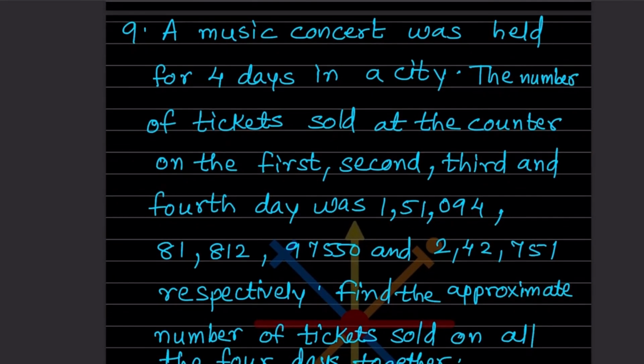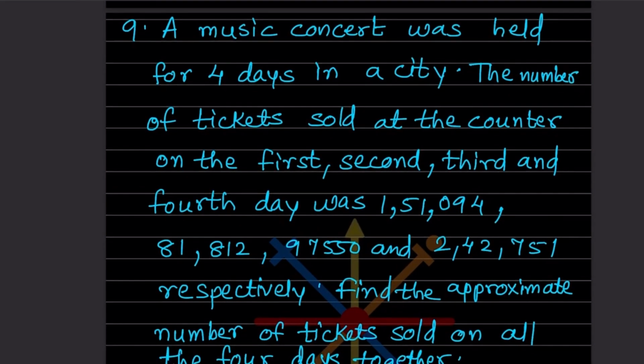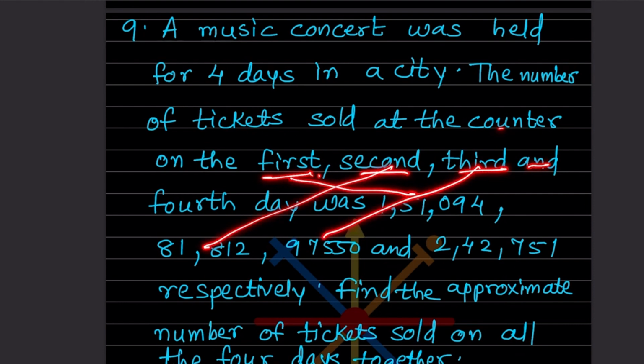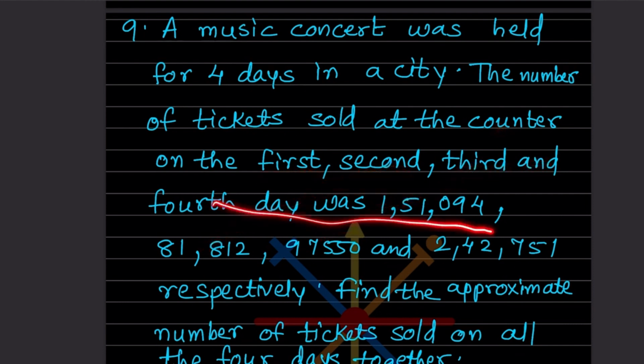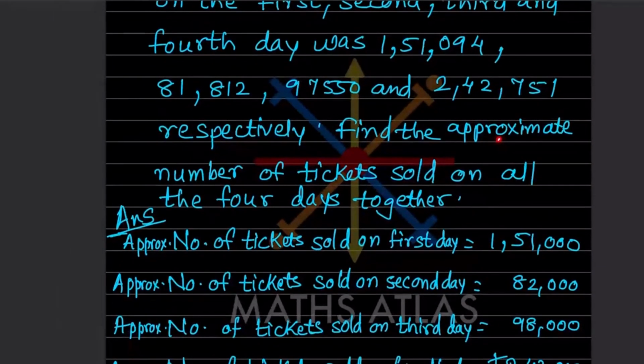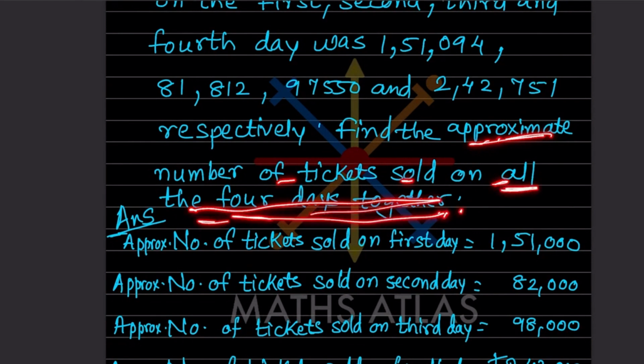Now we will look at this, it is like a word problem. Okay, so now what does this say? The music concert was held for 4 days in a city. The number of tickets sold at the counter on the first day, second, third, and fourth. So the first day was this, the second day was this one, and the third day, and the fourth day the number of tickets sold were this many. Okay, then what did it say? Find the approximate number of tickets sold on all the 4 days together. When they say all the 4 days together, it means you are going to add it.